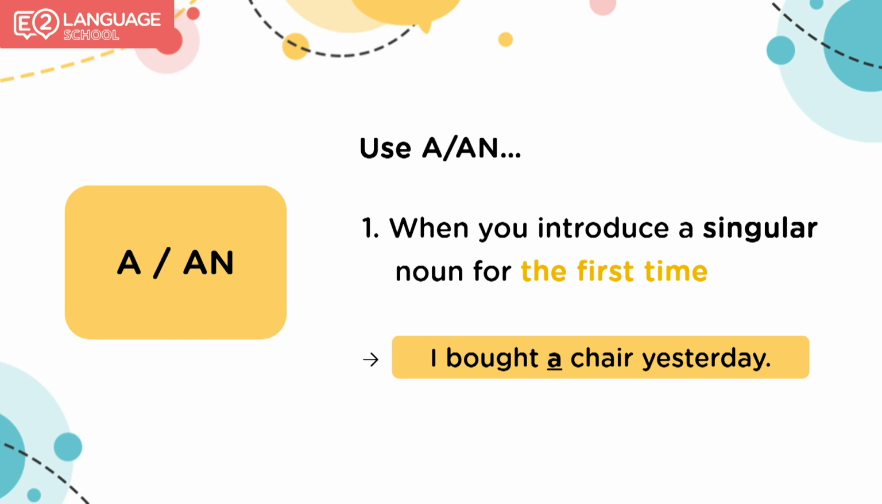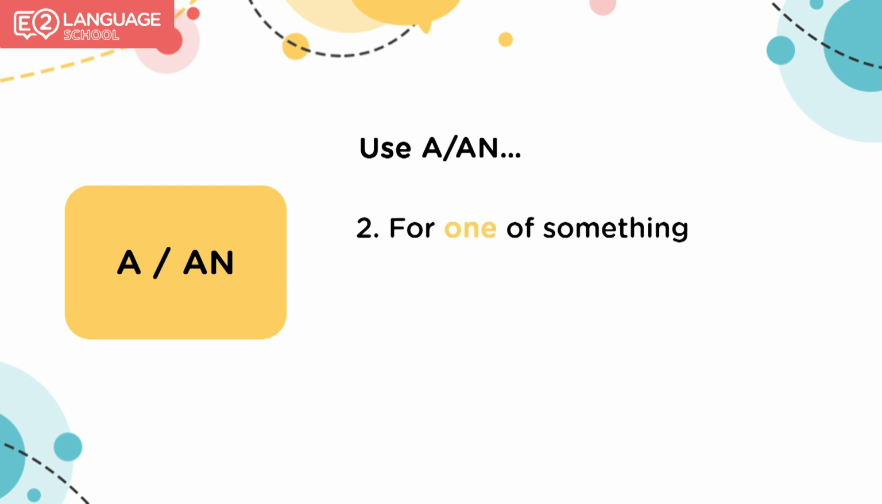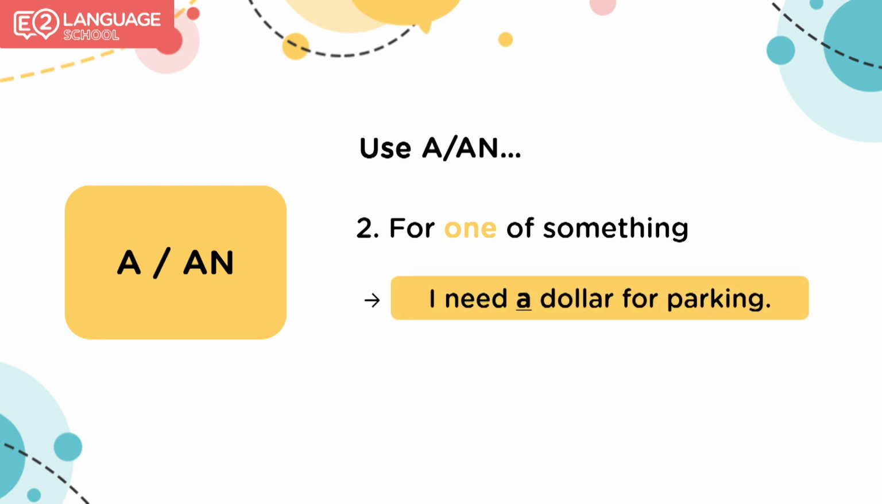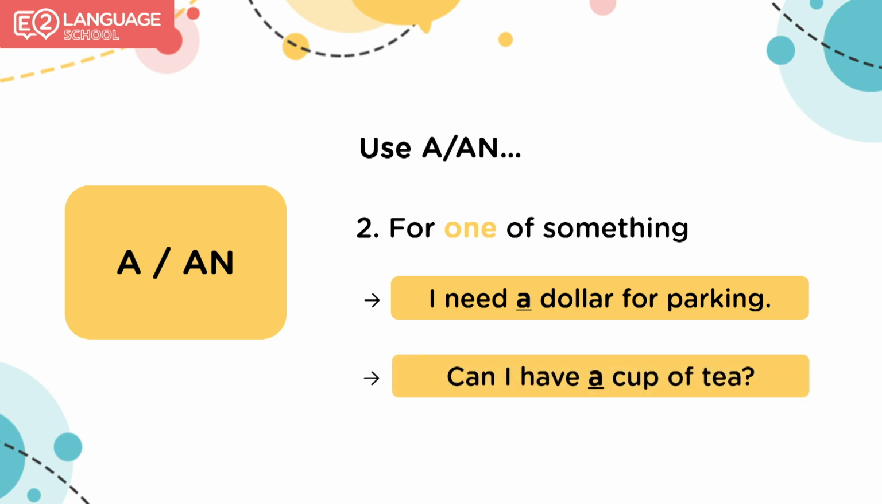The second use is for one of something or one of many. For instance, I need $1 for parking, or can I have a cup of tea? So here I mean I need $1 for parking my car or 1 cup of tea. And when we talk about one of something, it's much more common and more natural to use a or an. You can replace a or an with one. So for example, I need $1 for parking, or can I have 1 cup of tea? So it's not wrong to say one, it's just generally less common.